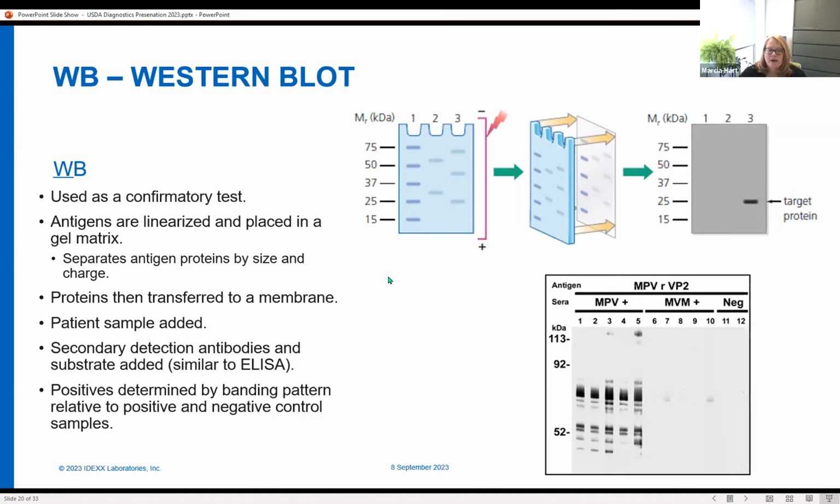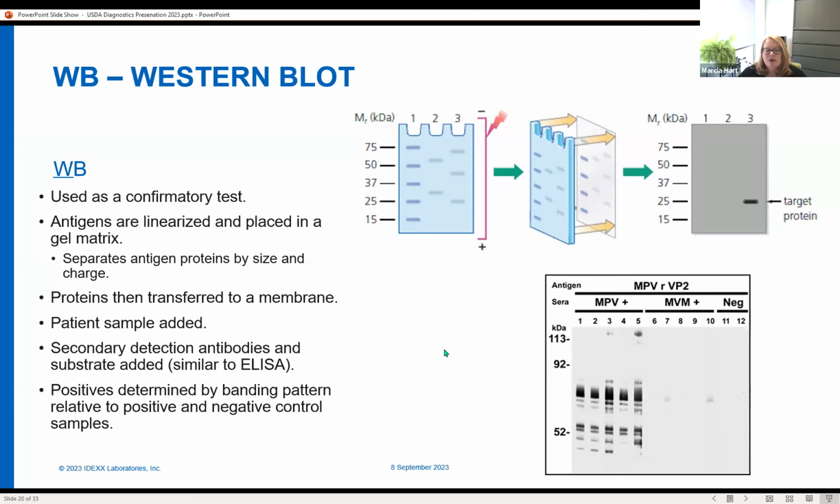This gelatinous matrix then, the information from that is transferred to a membrane, which you can kind of think of sort of like a paper. It's a nitrocellulose type paper. And that's what is the testable material. So we use the membrane. I add my client or my patient sample, and then I'm going to add a detection antibody system, and then I am looking for a banding pattern.